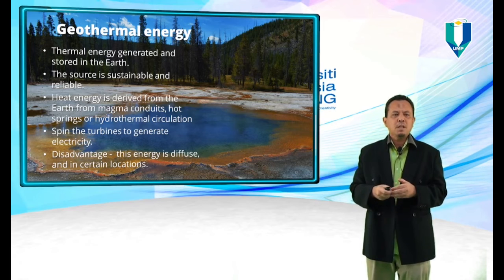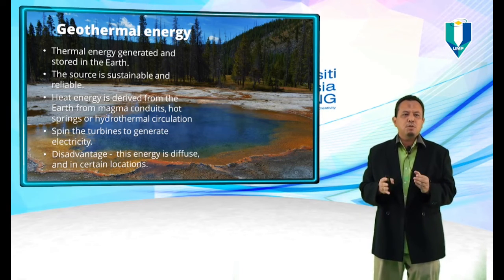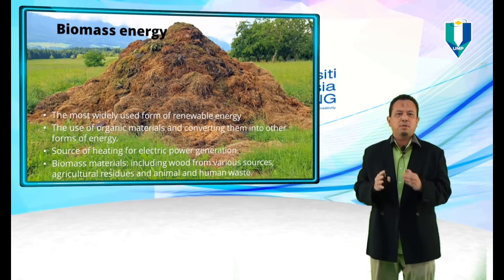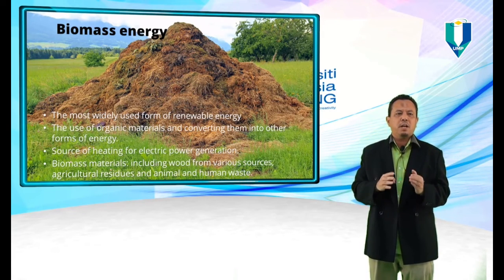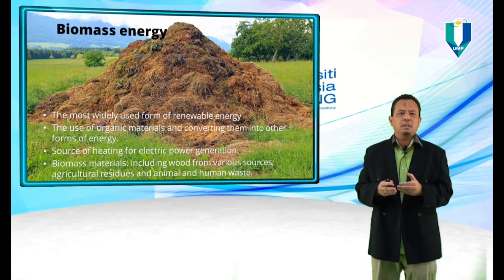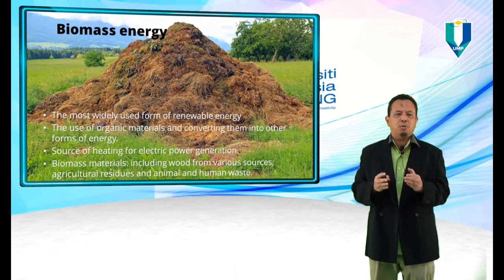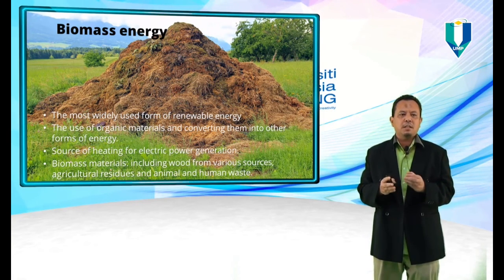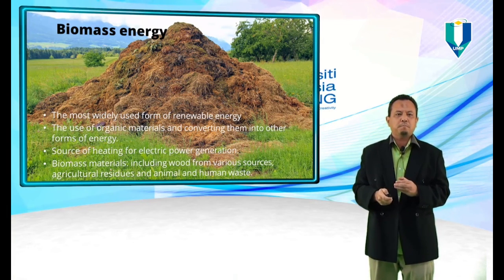locations only. The last alternative energy is biomass energy, the most widely used form of renewable energy. Biomass energy uses organic materials and converts them into forms of energy. It is a source of heating and electric power generation. The biomass materials basically include wood, various agricultural residues, and animal and human waste.